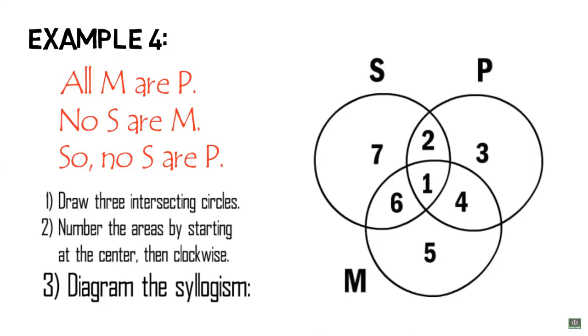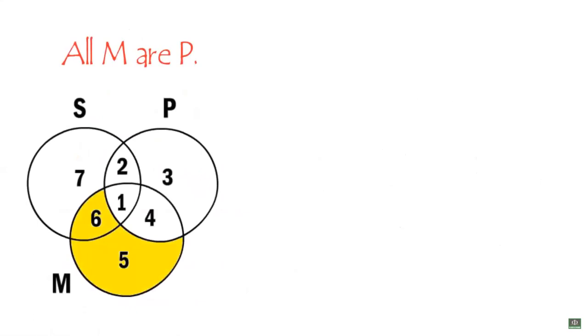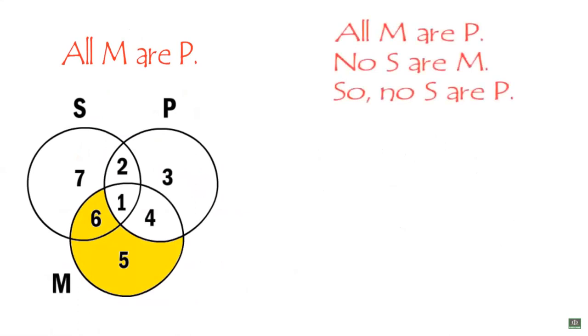Now, let us first diagram the first premise, which reads, all M are P. The Venn diagram of the syllogism now looks like this. Then let us diagram the second premise, which reads, no S are M. The Venn diagram of this syllogism now looks like this.